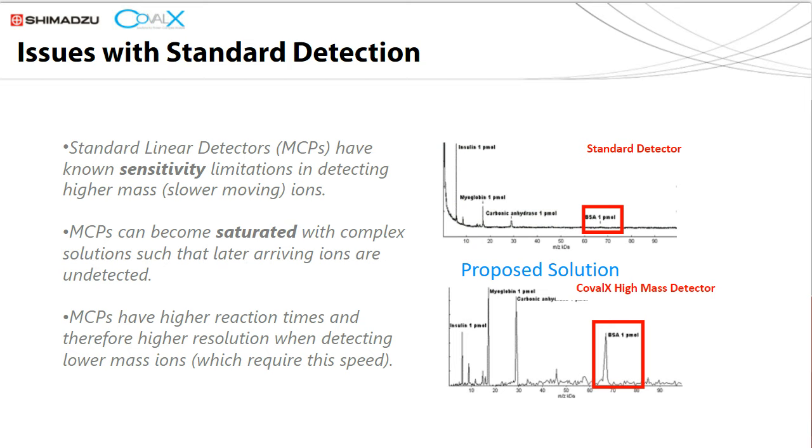The second issue is the issue of saturation. This is an issue with complex samples where early arriving ions will hit the detector first, making it more difficult for later arriving ions. So this is an issue we call saturation, and both of these issues will be addressed to some degree with the high mass detection featured in the OmegaTOF.